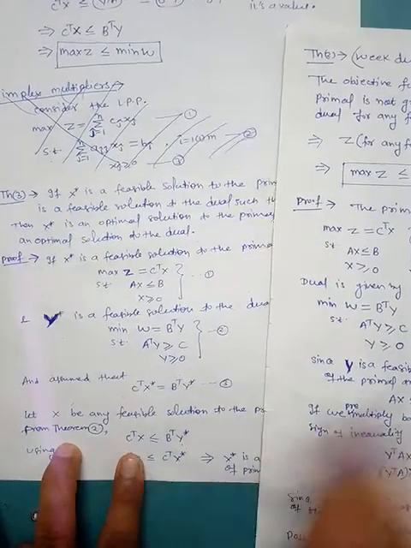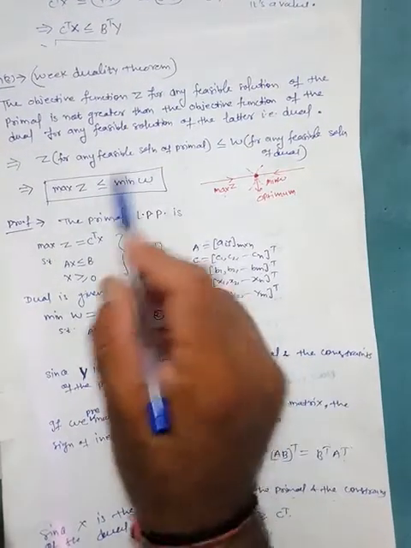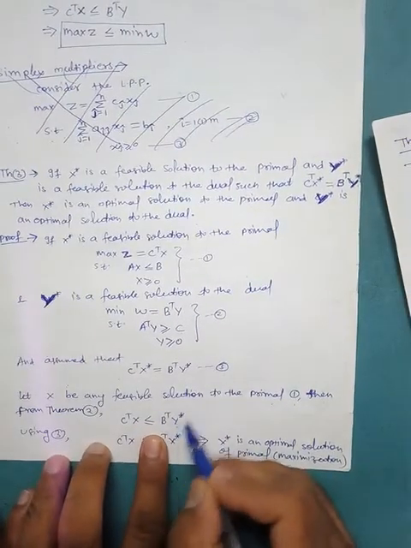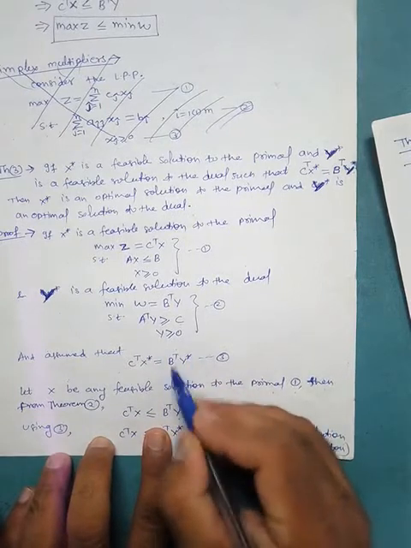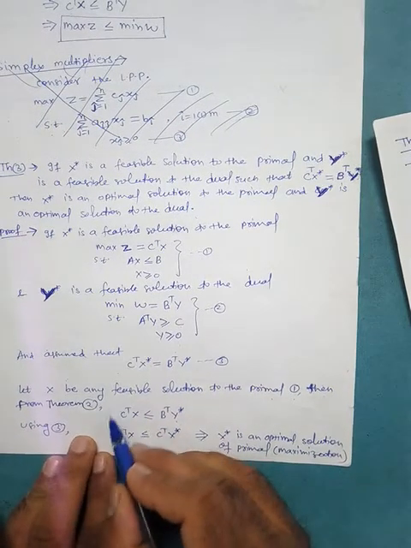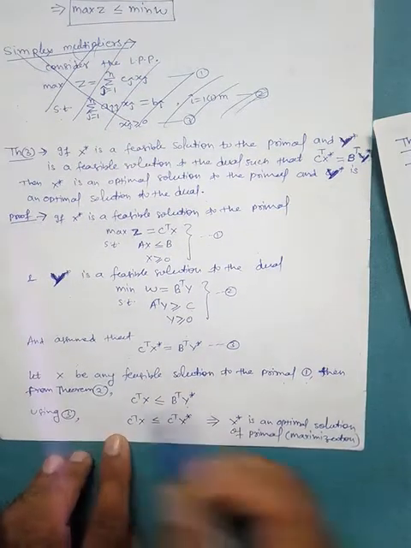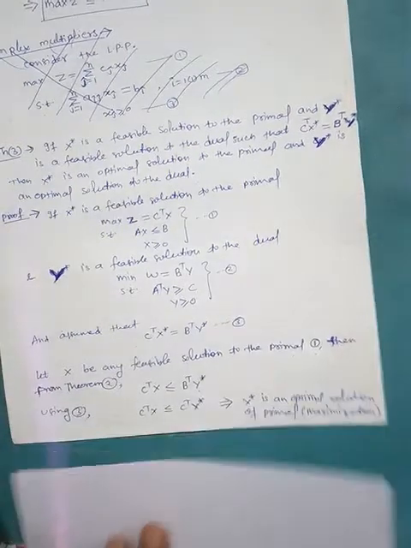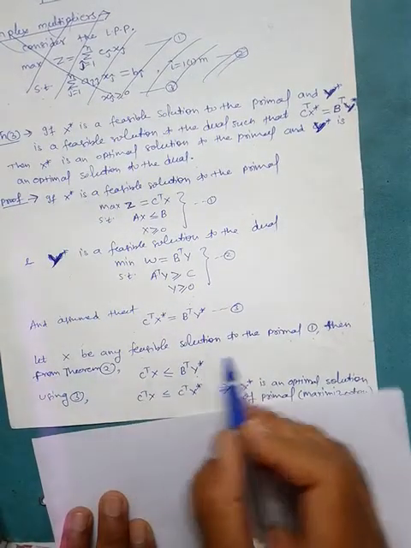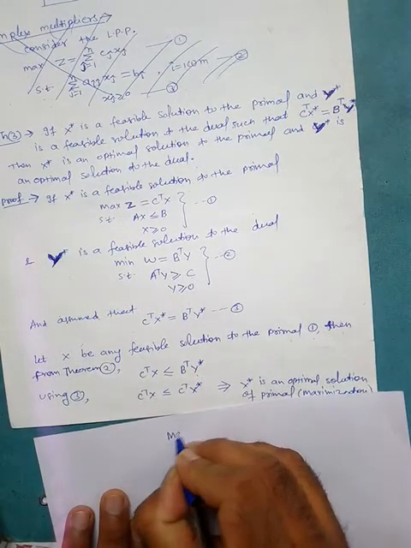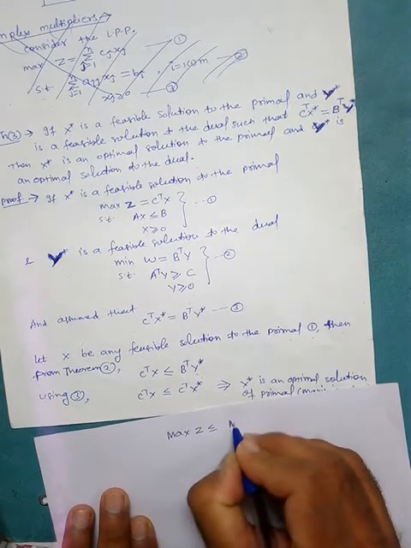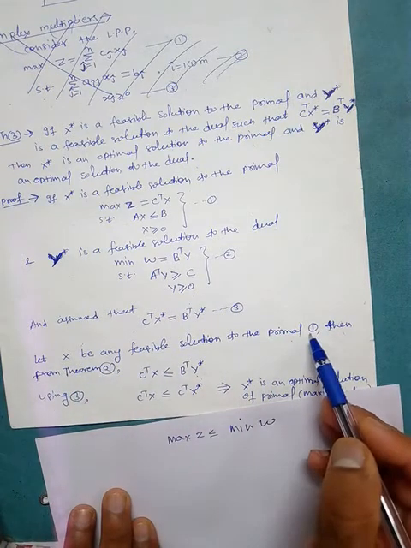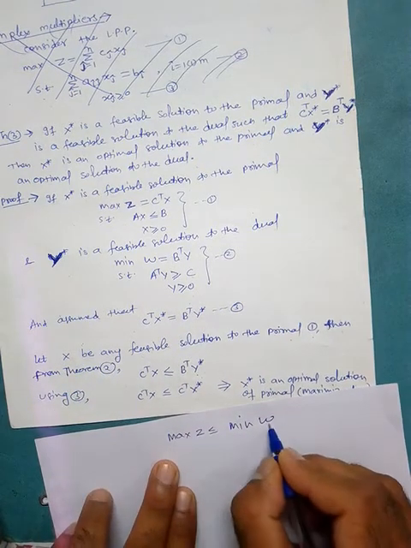That's why C transpose x should be less than or equal to minimum of w. So minimum of w, but here we are taking the optimum solution B star y. That's why this is the optimum, this is any feasible solution. The meaning is that here we have taken x to be any feasible solution to the primal. So since we know that maximum z is less than or equal to minimum of w, hence maximum z is less than or equal to minimum of w.